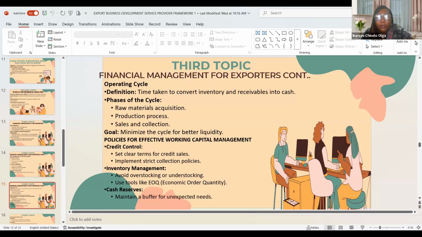So, the policies for effective working capital management: you need to set clear terms for credit sales. You need to implement strict collection policies. It's not that when A collects, you say, manager, collect this money, and then you say, accountant, collect this money. No, you need to implement a strict collection policy. There should be an account where all the money goes into. Not later you say, I want to collect from this person, collect from this person. That's accounting chaos. So you need to implement strict collection policies.